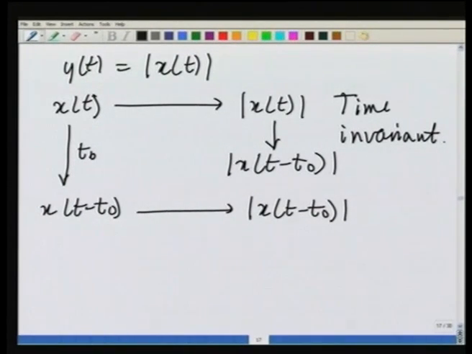So, these have been a few examples of systems which are time invariant and time varying. Now, what is the fundamental significance of time invariance? Time invariance, as I said, is another form of consistency. And what kind of consistency is this? It is the sort of consistency that physicists expect from physical laws.